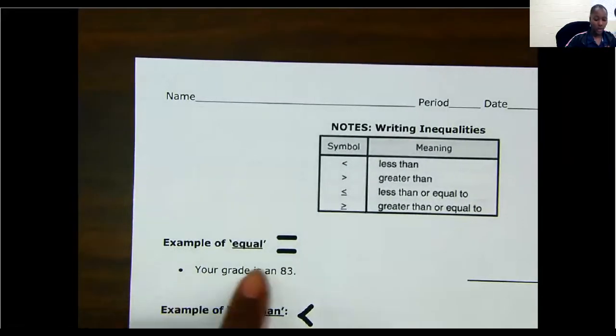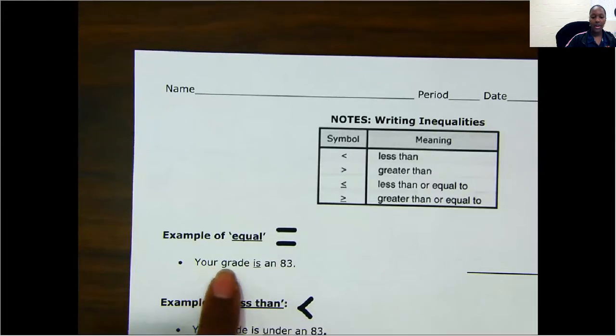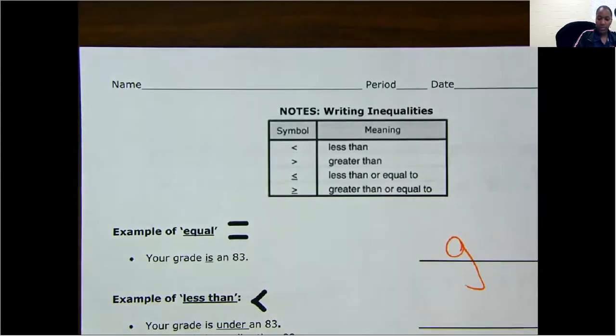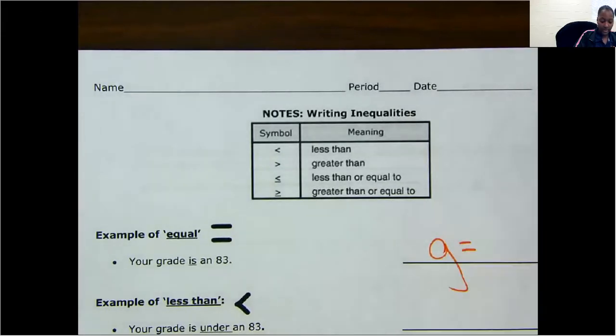The first one is our equal sign. Let's give the example. Your grade is an 83. You're saying that your grade, I'm going to use G for grade, is an 83. Okay?